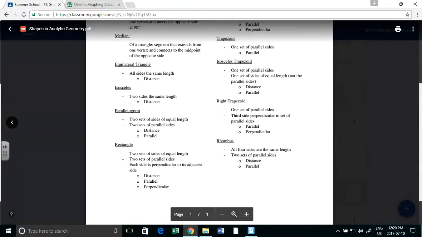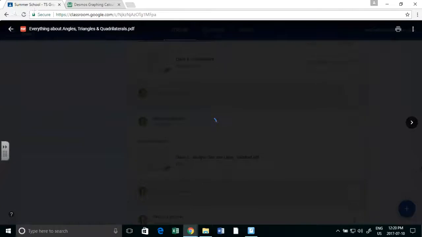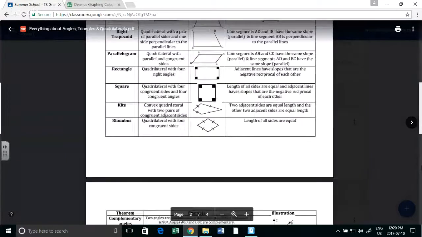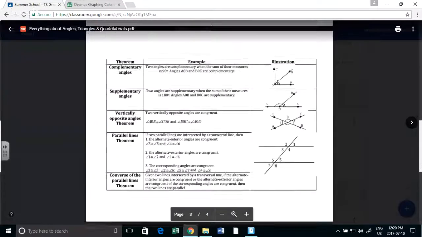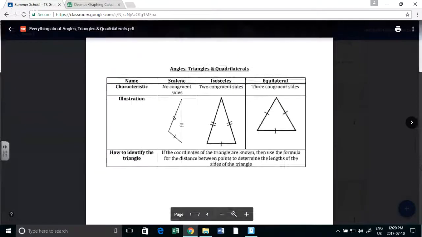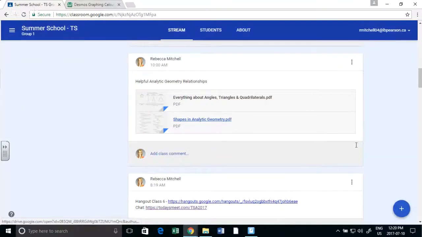So these 2 documents just give you some information about shapes and angles that might be helpful for you when you're doing problems, especially in analytic geometry, because you have some problems that say, prove this quadrilateral is a right trapezoid, and you have to know which tools to use. So you can put whatever pieces of information from there you want on your memory aid.